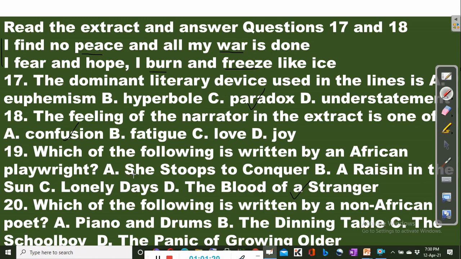Now, let's look at option A. She Stoops to Conquer is a play, but written by a non-African playwright. That is Oliver Goldsmith, right?